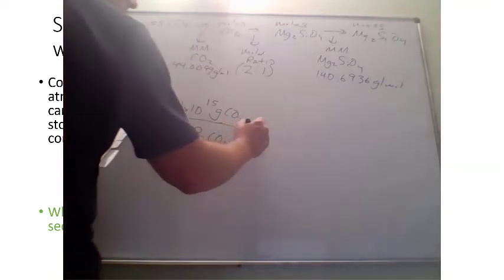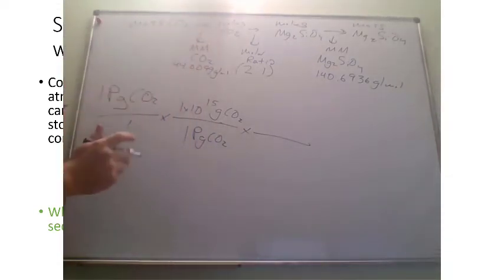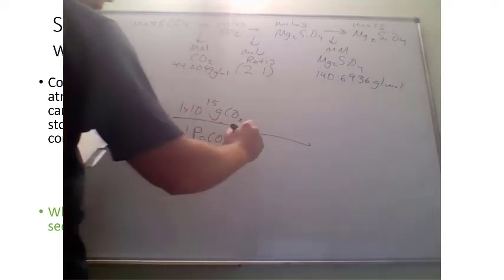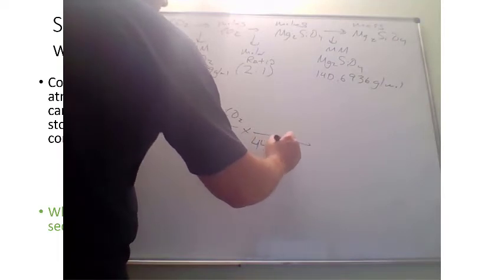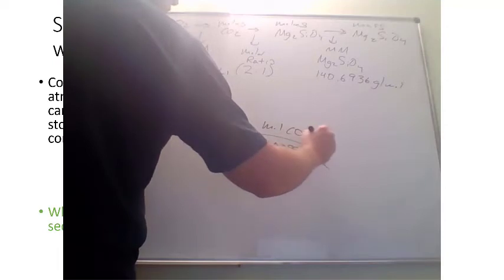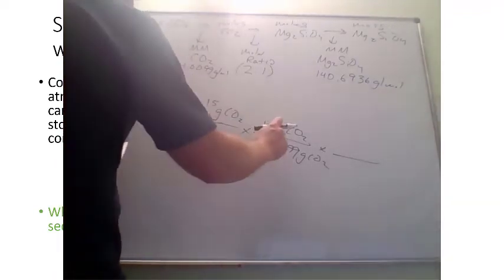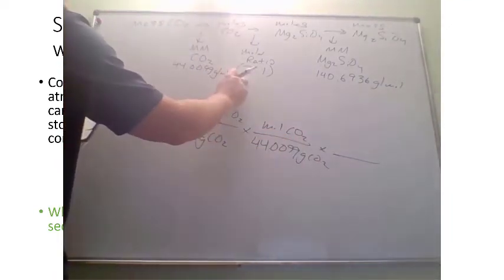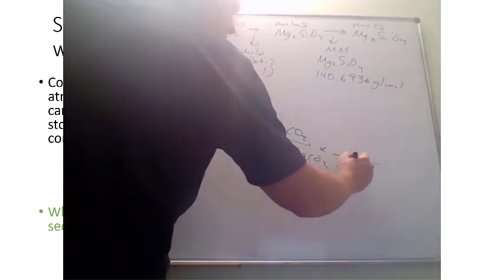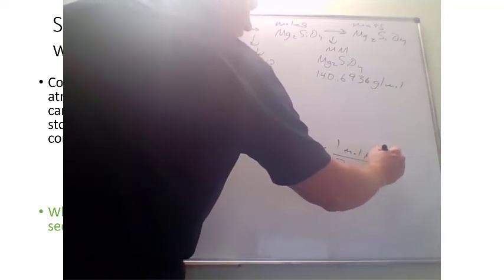grams. All right, so now we can go from our mass of CO2 to number of moles of CO2 using our molar mass, and we want to cancel grams, so the grams has to be on the bottom, 44.0099 grams of CO2 per mole of CO2. Now we use our molar ratio to convert between moles of CO2 and moles of Mg2SiO4. And so moles of CO2 has to go on the bottom, and we can see a 2-to-1 ratio. So for every 2 moles of CO2, you have 1 mole of the Mg2SiO4.